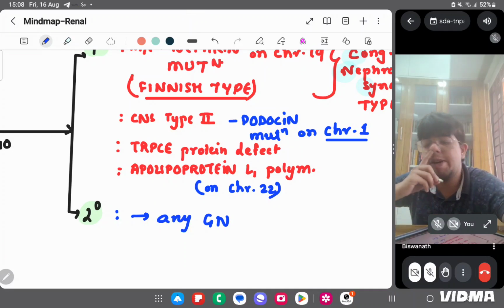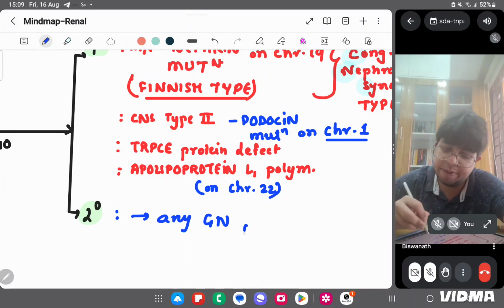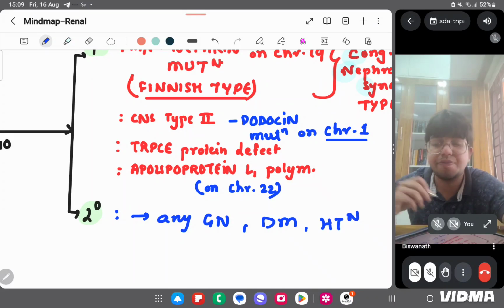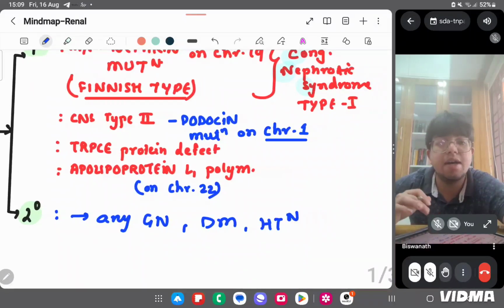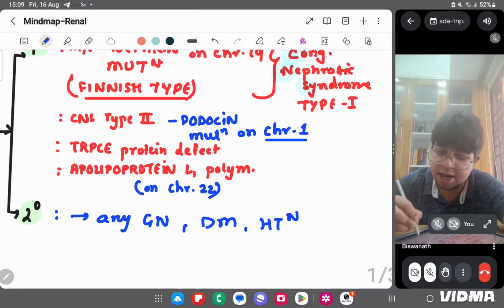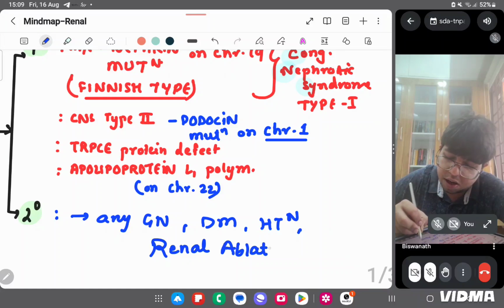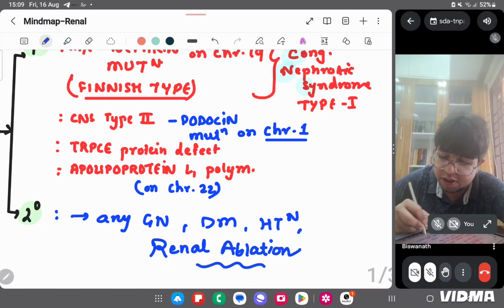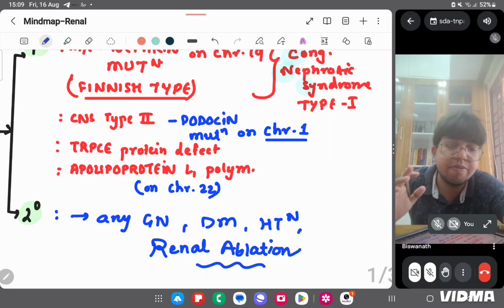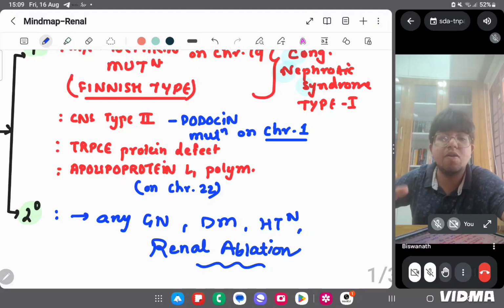Another thing is the secondary FSGS, which may be associated with any medical renal disease, like any glomerulonephritis. It may be associated with diabetes mellitus. It may be associated with hypertension. And it may be associated with renal ablation. Renal ablation means removal of a kidney. The other kidney will burn out and cause this.